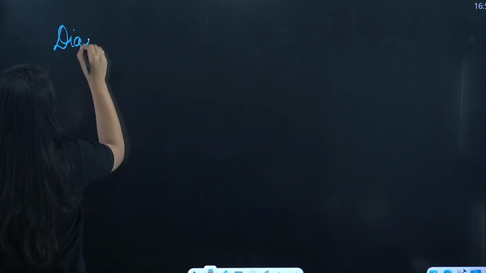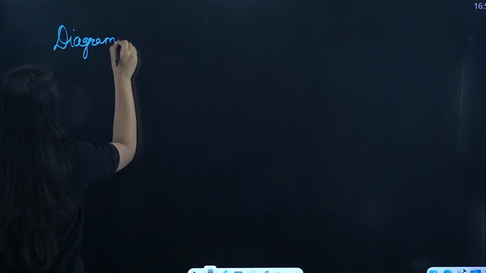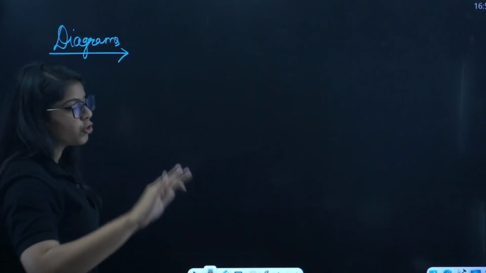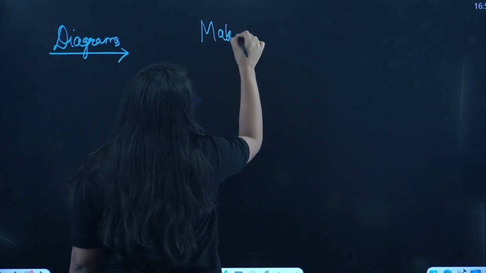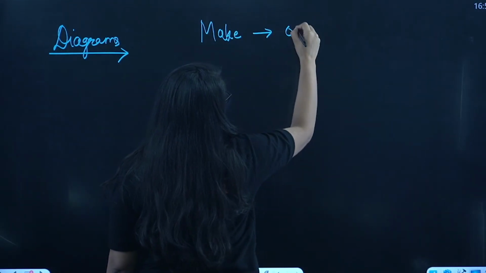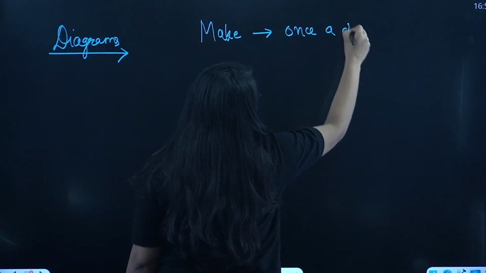Okay, let me tell you a little stuff about diagrams. See beta, diagrams, first there is no shortcut. You have to make them again and again. Make these diagrams at least once a day. Once a day. Not all diagrams.